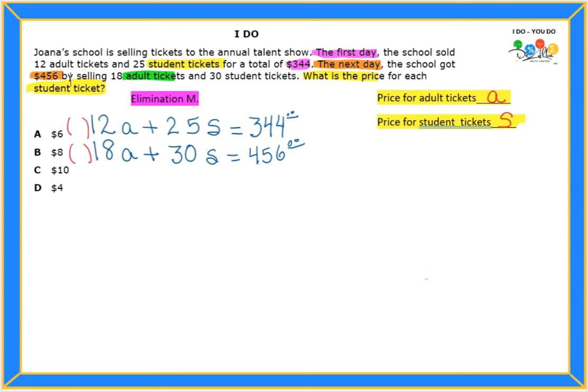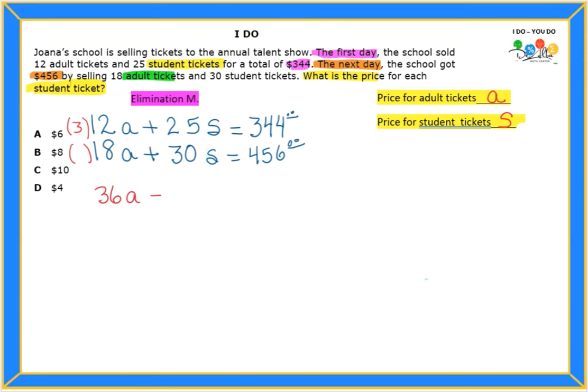So for example, 12 and 18. If I multiply 12 times 3, I get 36. And if I multiply 18 times 2, I get 36. Multiplying by two different numbers is totally okay, as long as my coefficients are going to look like the opposite of each other. So my top equation, I'm going to multiply by positive 3. When I multiply by positive 3, everything in the equation needs to be multiplied by that number.